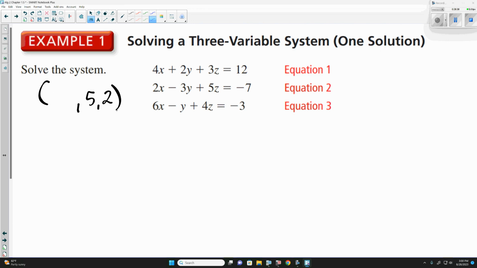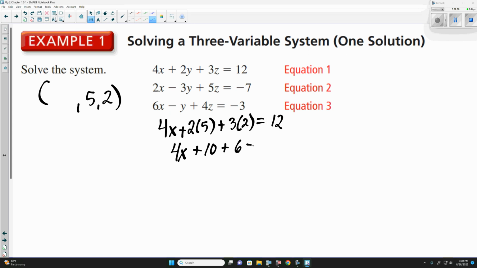So I picked the top equation. So 4x plus 2 times 5 plus 3 times 2 is equal to 12. Now, at this point, there's 2 things we can do. I didn't mention this in the other classes. One of them is I can multiply this out. 5 times 2 is 10. 3 times 2 is 6. Is equal to 12, yes? And then we have 10 plus 6, which is 16.